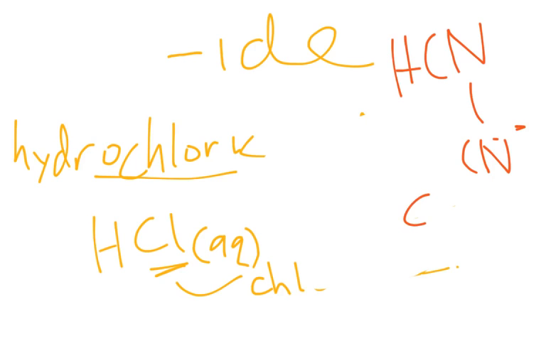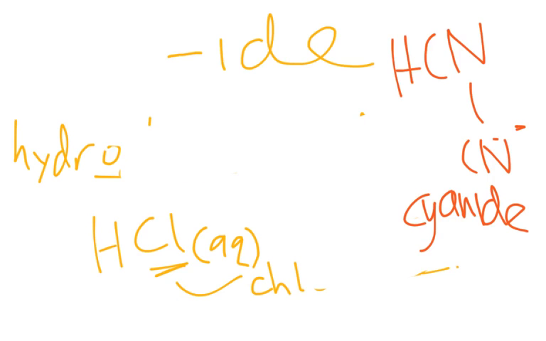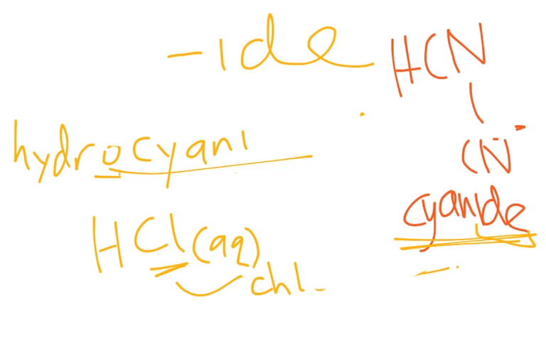So this will be cyanide. And what do we do? Well, we have to change the ending of hydro. So instead of saying hydrochloric, since it's a cyanide, we're going to change the IDE to an IC. So this will be called hydrocyanic acid. Let's not forget the acid. The only thing that's changing is this part.